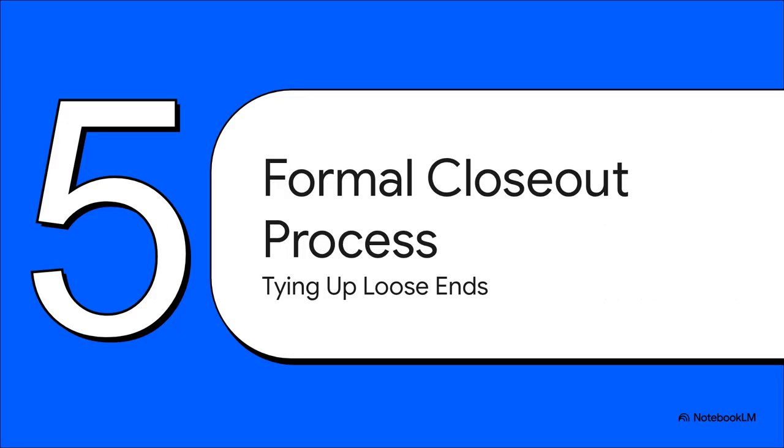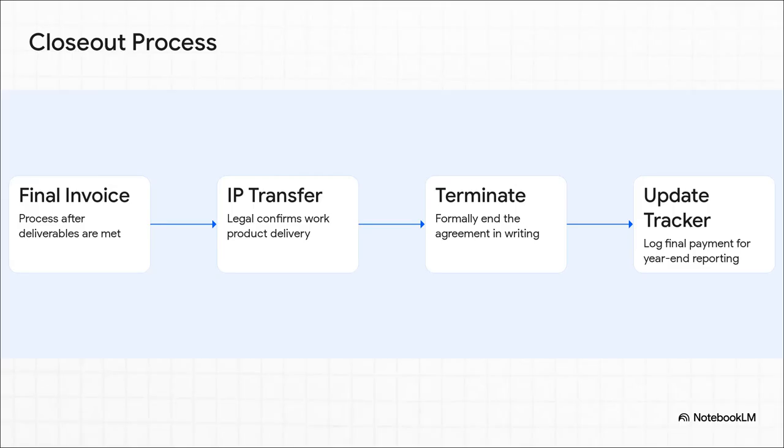Which brings us to our final section, Section 5, the formal closeout process, tying up loose ends. You know, simply letting a contractor stop showing up or stop sending invoices isn't enough. When an engagement ends, whether the SOW is finished, the agreement expires, or you just terminate it early, you have to follow a formal closeout sequence. First, process that final invoice, but only after the project manager confirms every single deliverable is met. Second, legal has to confirm that all work product is delivered and that intellectual property ownership has safely and completely transferred to your company. Third, formally terminate the agreement in writing.